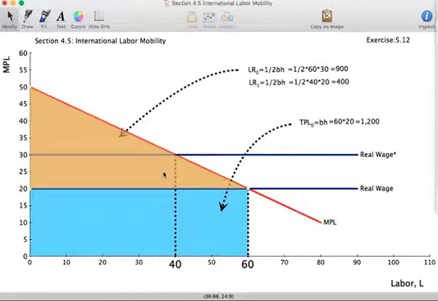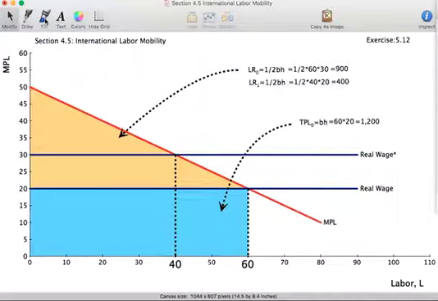So here was the original area. So it was 60, which is the amount of labor that is being hired, multiplied by 30, which is the difference between 50 and 20, and 1/2 of that. So that gives us 900, and we now have 400 as the new land rent. So the change in the land rent is going to be 900 minus 400, which is a decrease of 500 for the land rents due to the fact that the real wage rate increased by $10.